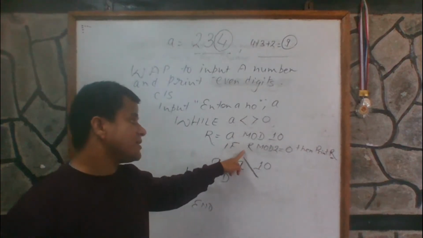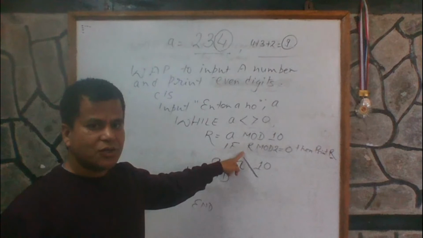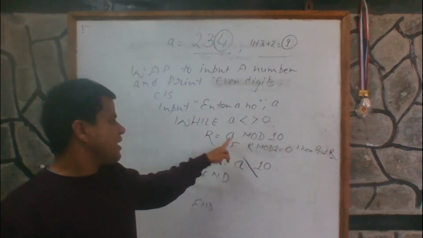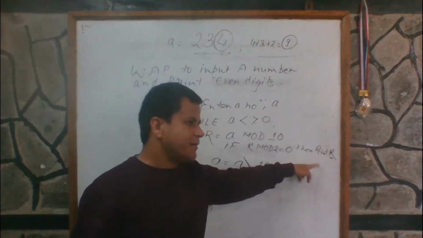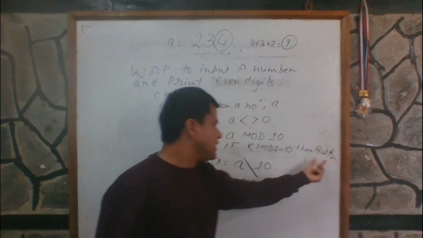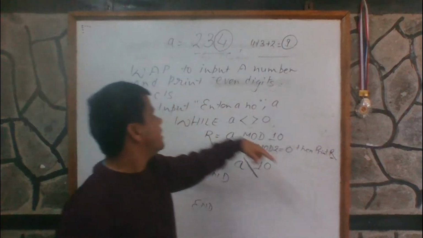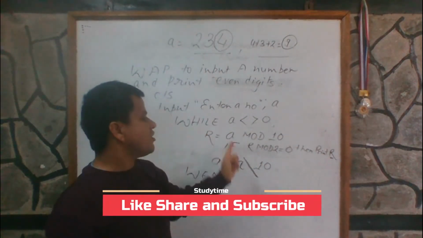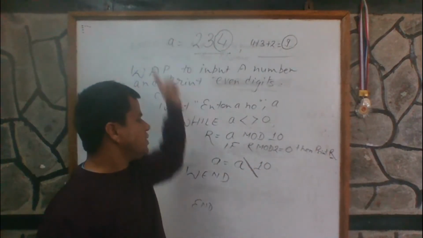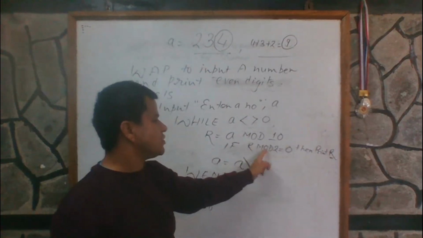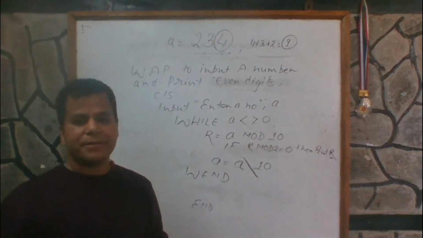You have to check whether that r is even or not. If r mod 2 is equal to 0, then print r. So when the value of r is even, here the value of r 4 is even, so 4 is printed. The value of r 3 is not even, so 3 is not printed. The value of r 2 is even because 2 mod 2 is equal to 0, so 2 is printed. So 4 and 2 are printed with this program.